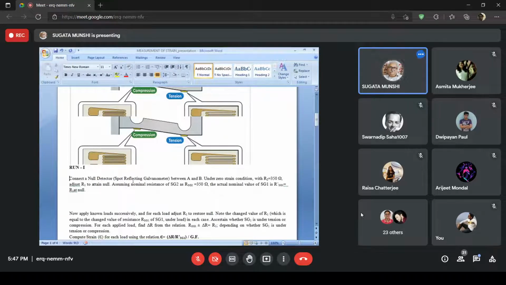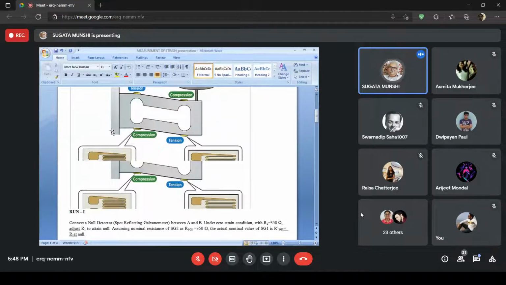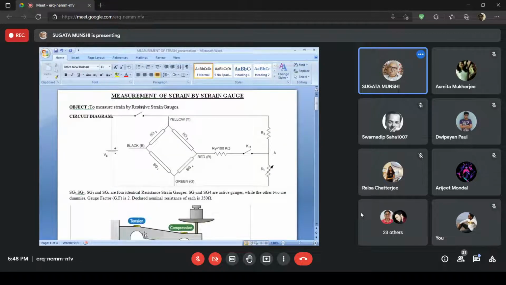Run 1. You have been asked to connect a null detector between A and B. A means that point, and where is B? This point, black. This K is open. These gauges have nominal resistance of 350 ohms, but they will vary.